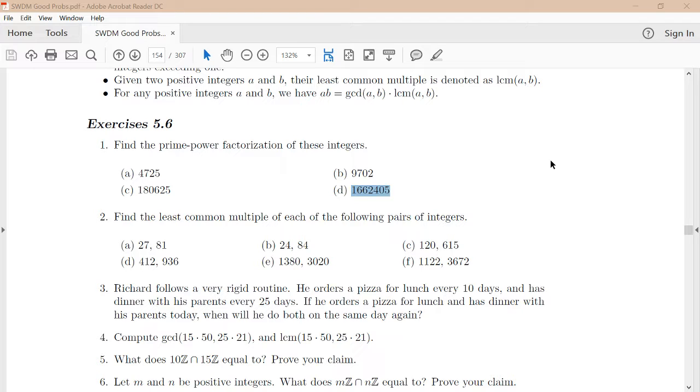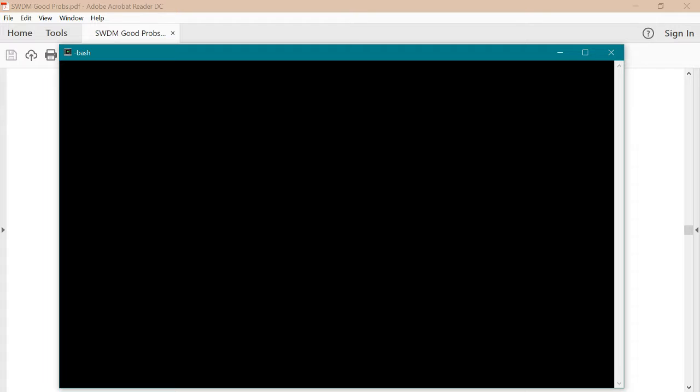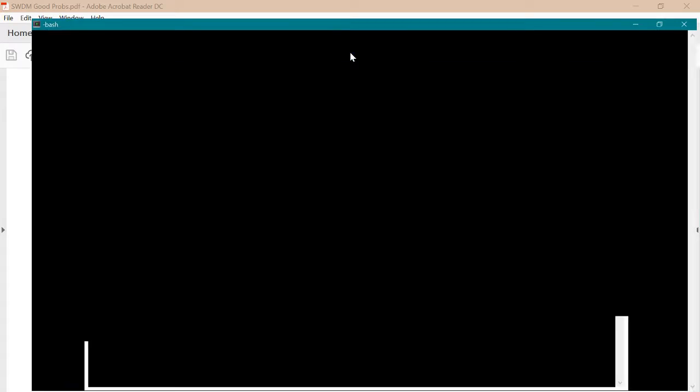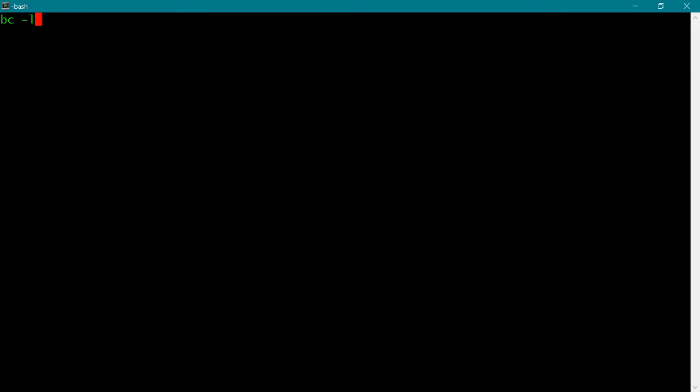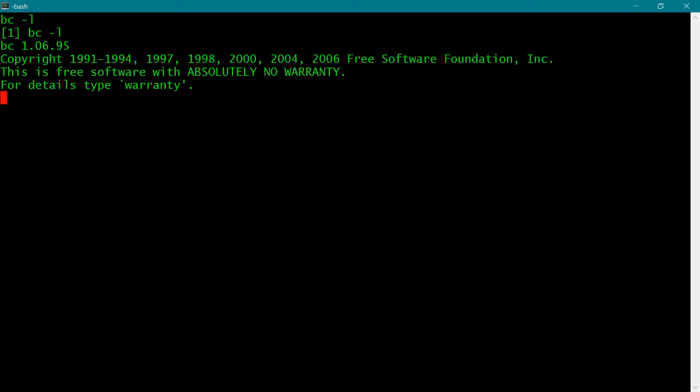So pull up your favorite calculator. And I always go after just BC-L, which is like infinite numbers of digits. And we know this number is going to be divisible by 5 because it's got a 5 on the end, right? So let's start with that. 1662405 divided by 5. And that's going to give us 332481.